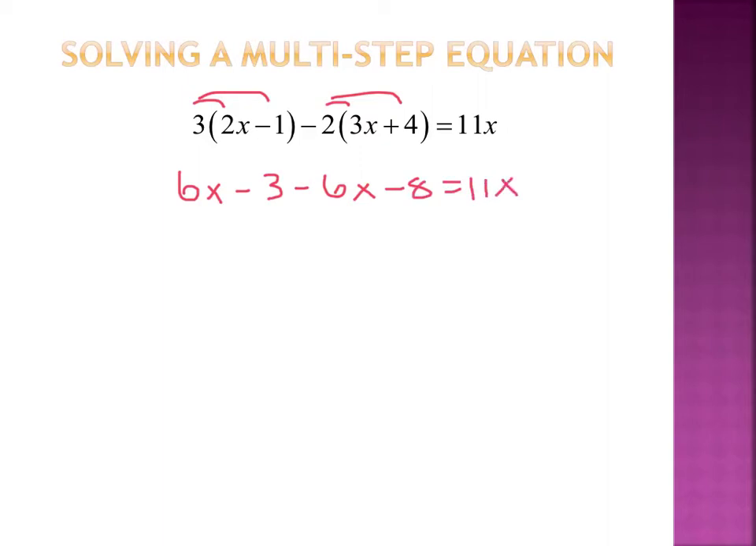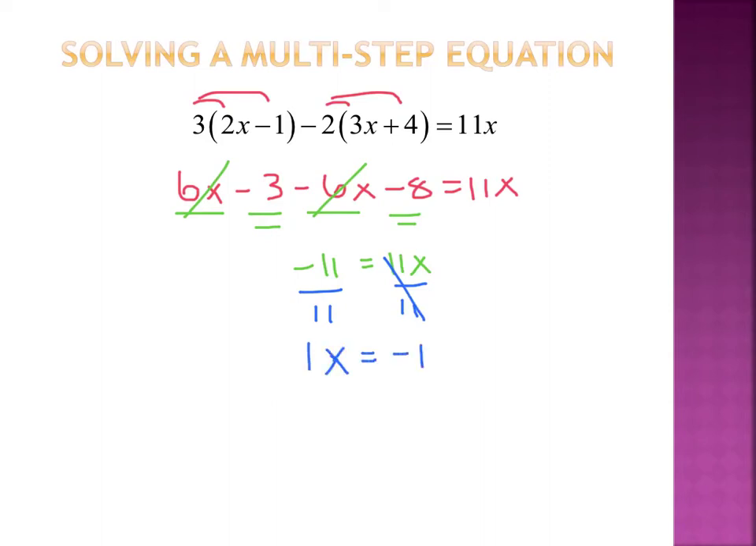Now that everything is distributed, I'm just going to combine like terms on the same side of the equal sign. I see this one and this one match up. Well, 6x minus 6x is just going to give me 0. These match up, so negative 3 minus 8 gives me negative 11 equals 11x. Now I need to isolate the x, so in order to do that, I need to undo this multiplication by using division. Those will divide out and leave me with 1x, and I just get x equals negative 1. And you can go ahead and, of course, check your answer and show that that is a true statement.